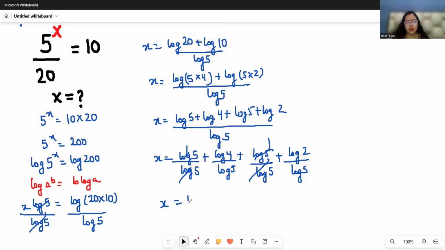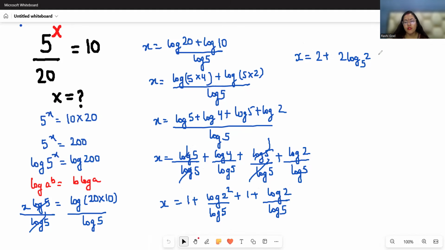So x is equal to 1 plus log 4 as 2 square by log 5, plus 1 plus log 2 by log 5. So 1 plus 1 is 2. So x is equal to 2 plus, this becomes 2 log 2 with base 5, plus log 2 with base 5.